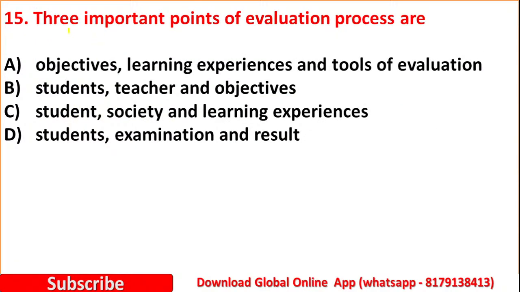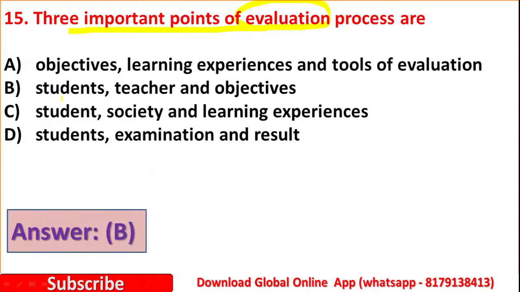Question number 15. Three important points of the evaluation process are: option A, objectives, learning experiences and tools of evaluation. Option B, students, teachers and objectives. Option C, students, society and learning experiences. Option D, students, examination and result. Here the right answer is option B, students, teacher and objectives. The three important points of evaluation are students, teacher and objectives. So option B is correct here.